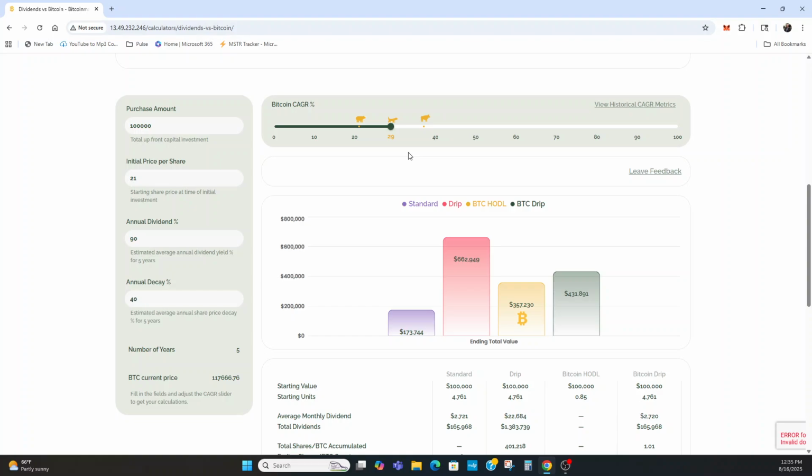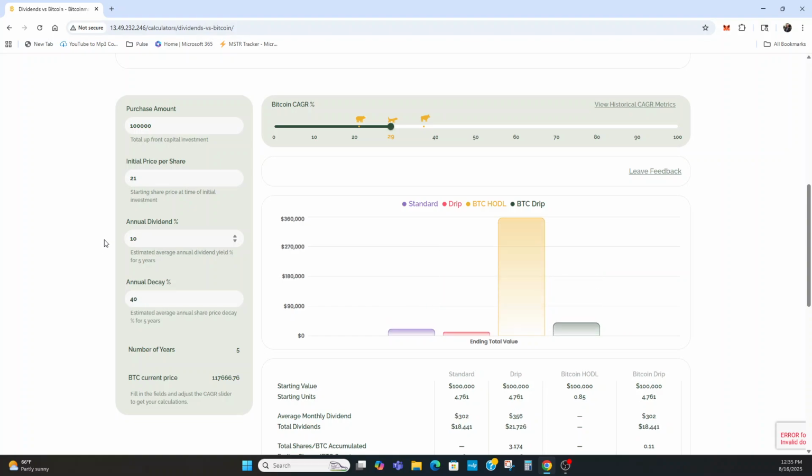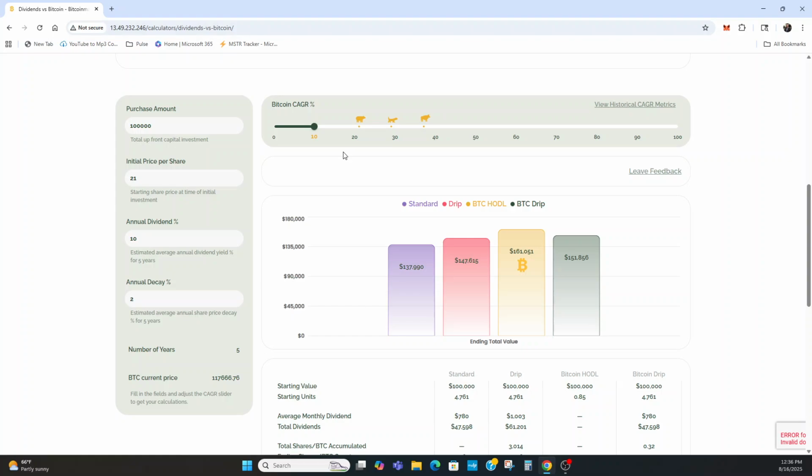But I encourage anybody to come in here and model whatever they would like. Maybe you've got a product that's getting you a divvy of 10 and the decay is only 2, right? Maybe there's a really, really minimal amount of decay that comes along with a more conservative dividend. And hey, if you think Bitcoin's not going to do great over the next however many years, well, then this more conservative strategy might be justifiable.